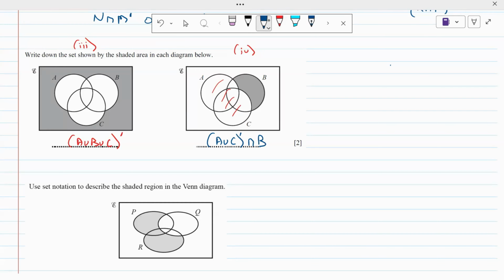So either you write A union C whole complement intersection B or you write B first. It's the same thing. B intersection A union C whole complement. That means removing A and C from the universal. And there's one more way of writing it. You can also write this as B intersection, removing A and removing C. So both these answers are acceptable.